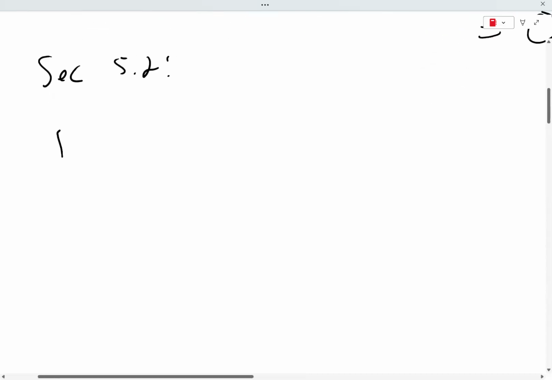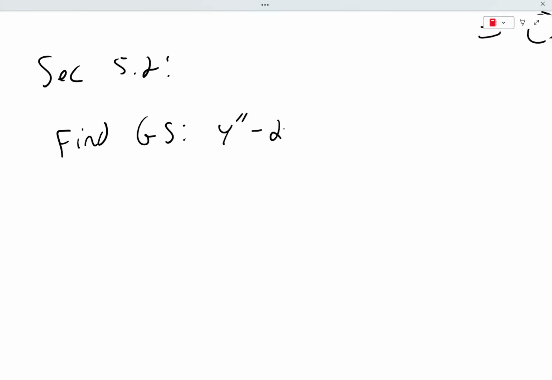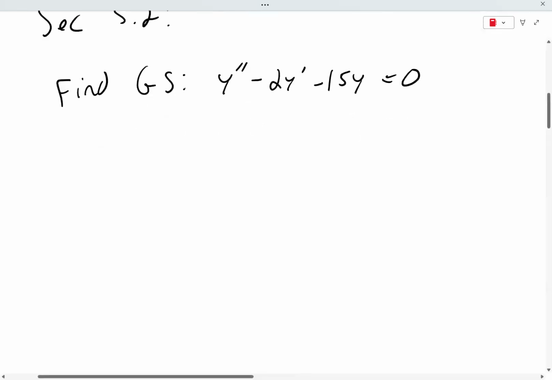So something like this here: find the general solution. Okay, like y double prime minus 2y prime minus 15y equals 0. So this is a constant coefficient, second order linear homogeneous equation.